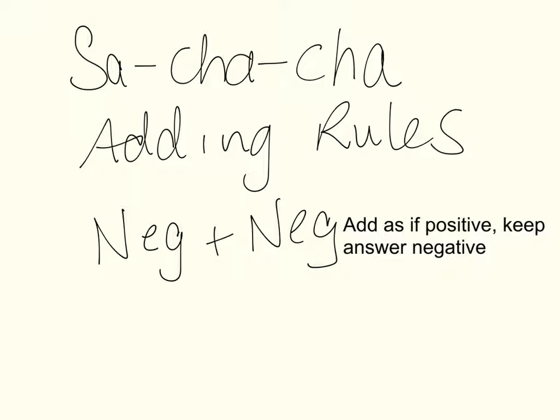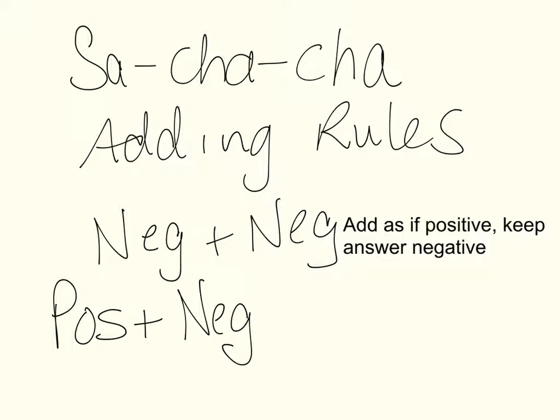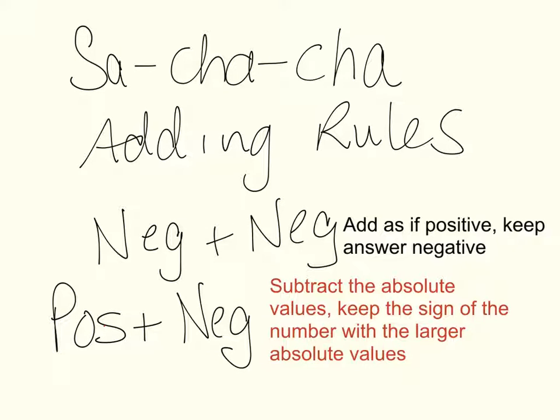Okay, so now if I am adding one positive number and one negative number, here's what I do. You're going to subtract the absolute values and keep the sign of the number with the larger absolute value. So if we have more positives than negatives, your answer is going to be positive. If you have more negatives than positives, your answer will be negative. You're going to keep the sign of the number with the larger absolute value.